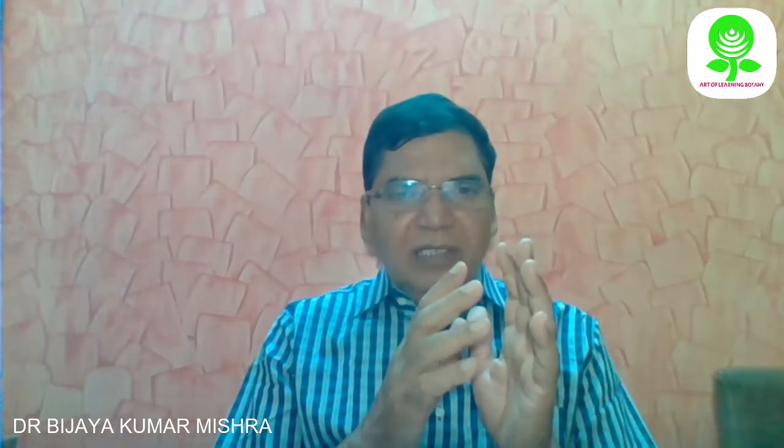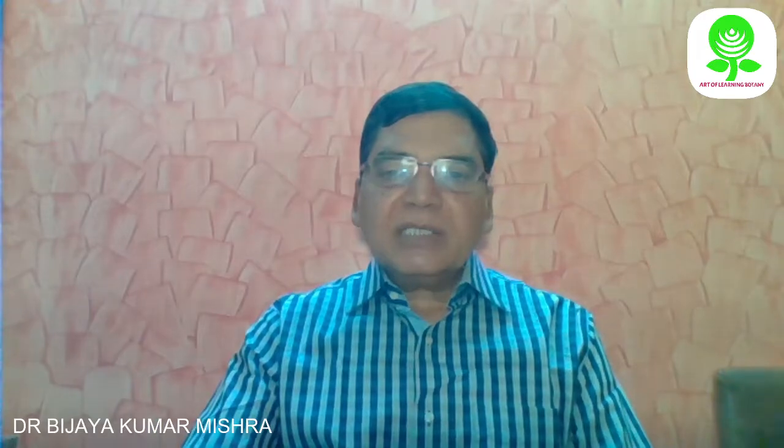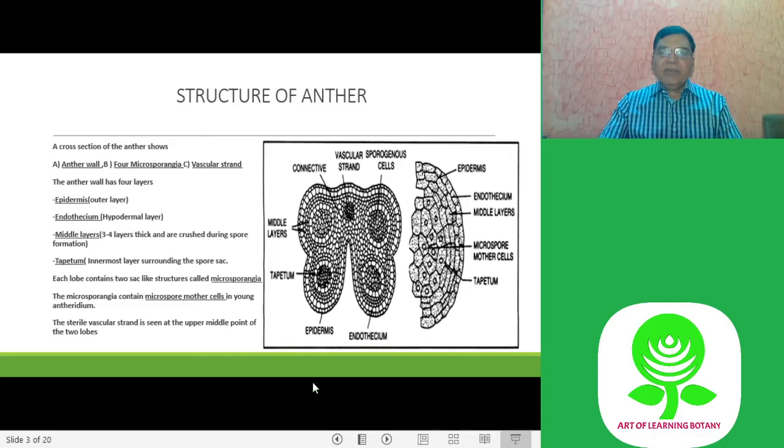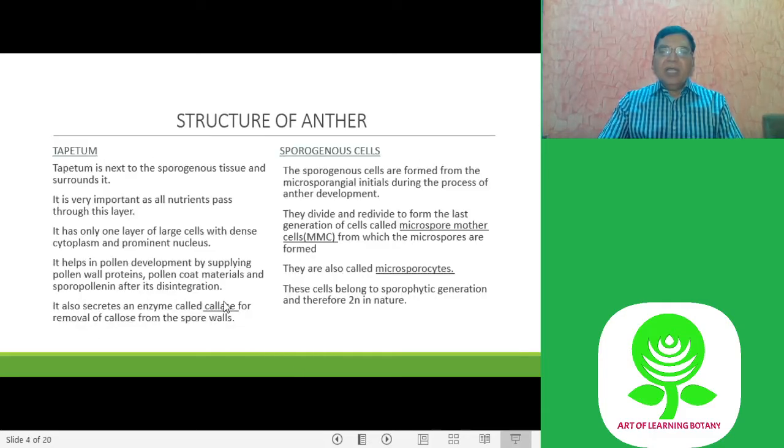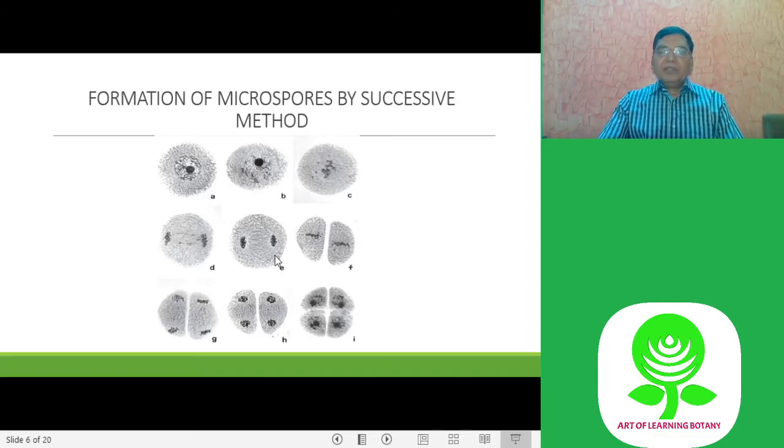I'll show you. During this development, the sporogenous cells become enlarged and gather callose around them, then they divide. The callose is formed around the spore mother cell and also around the spores. Callose gives a lot of protection to the spores. Now let us see how this division occurs. This is the anther. Next we'll see the structure of the anther and the process of microsporogenesis.